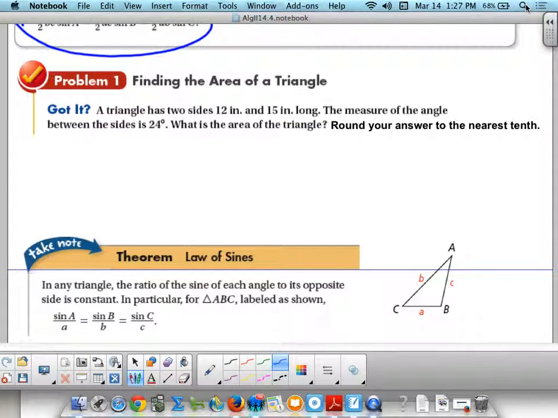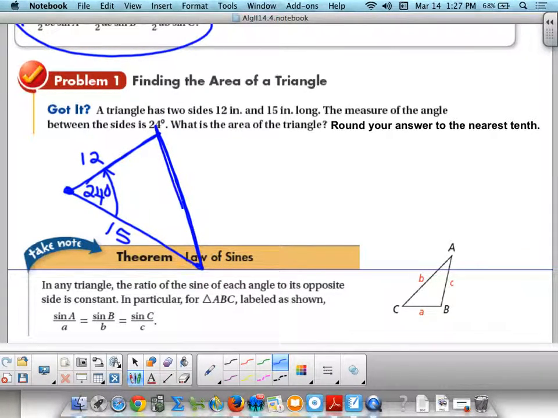Okay. The triangle has two sides. One is 12. Okay. One is what? 15. So you got a 12, you got a 15. And what's this angle that they create? 24. 24 degrees. Okay, if I draw the legs together, now I have my triangle. What's the area of this triangle?